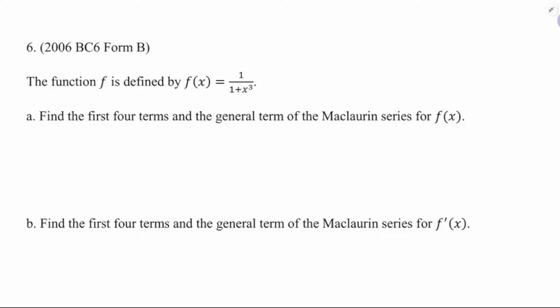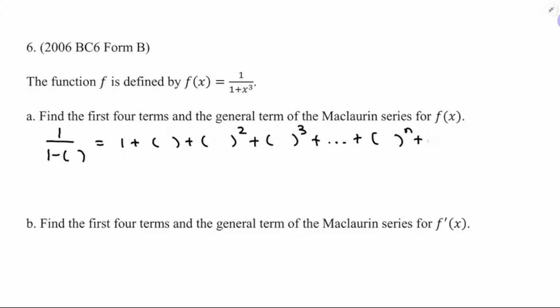So find the first 4 terms and the general term of the Maclaurin series for f. Okay, we've done quite a few like that, at least this year. 1 over 1 minus x equals 1 plus x squared plus x cubed, and so on up to x to the n and beyond.